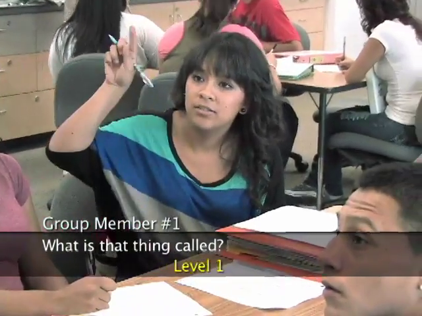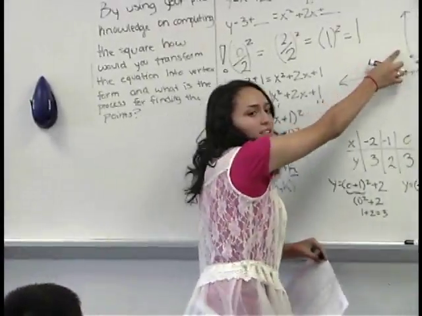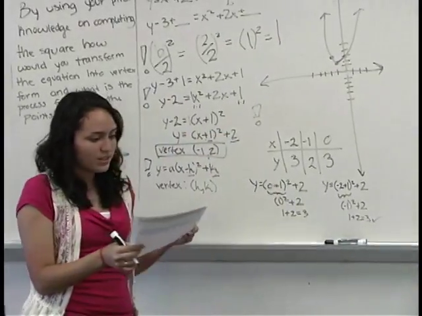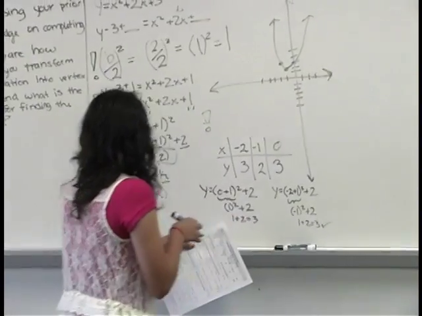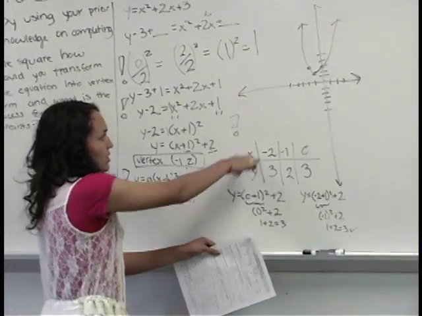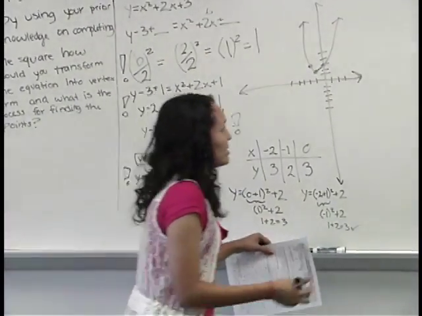What is that thing called? This? It's the parabola, and a parabola is a set of all points in a plane that are the same distance from a given point. So I already found my vertex and the points to graph. Now I just need to write my conjugate.